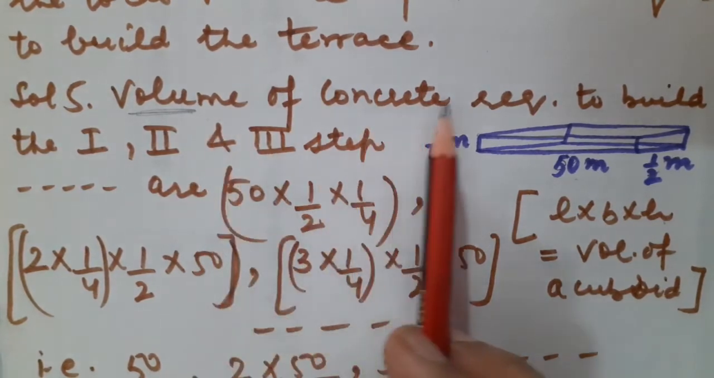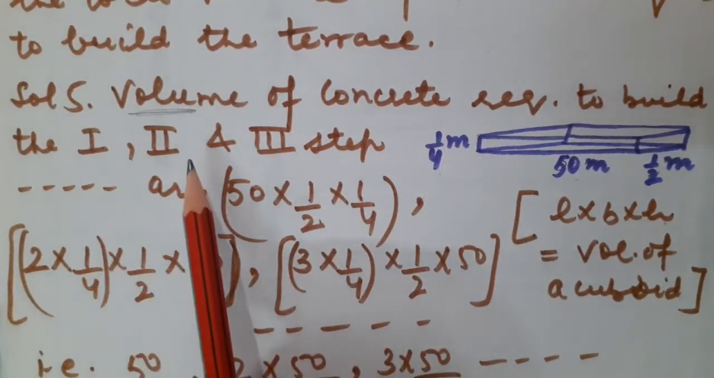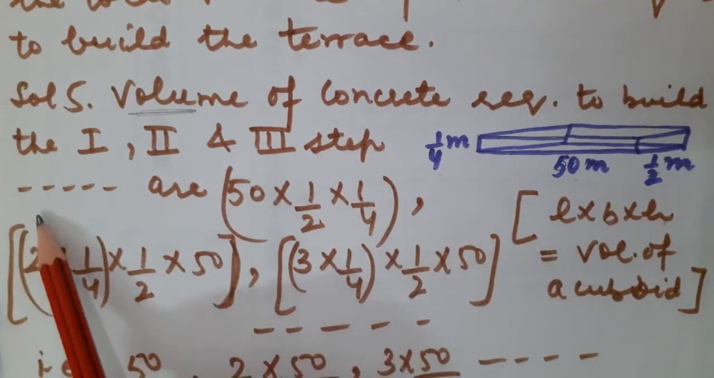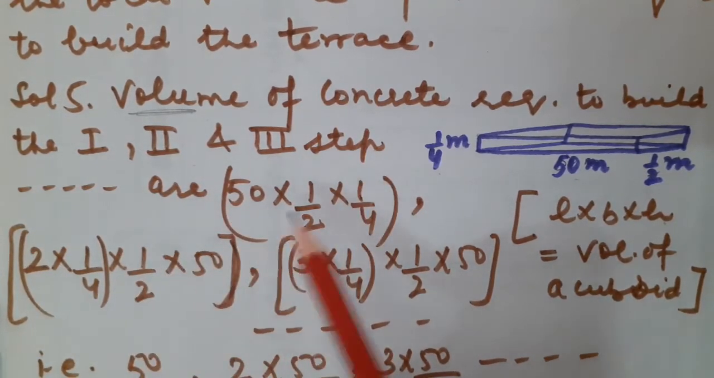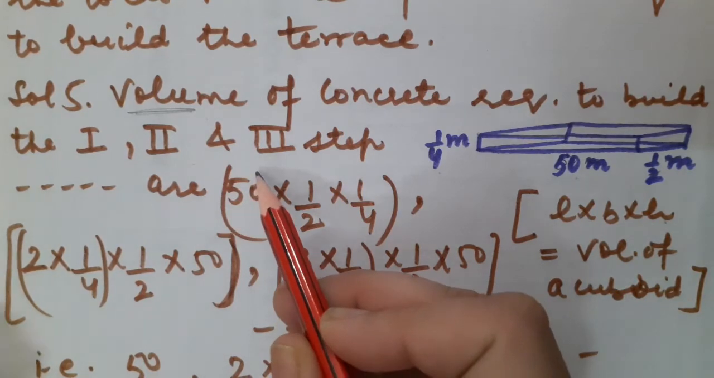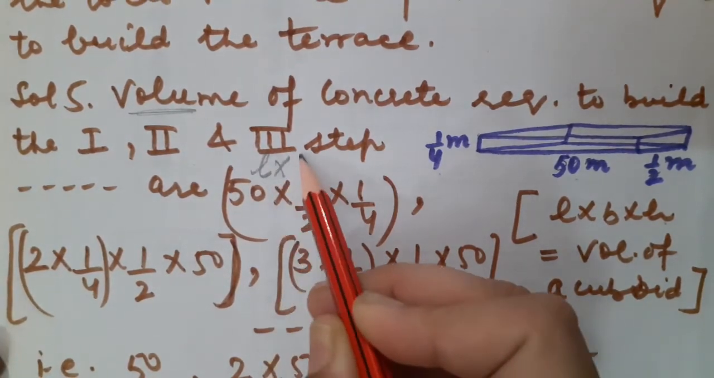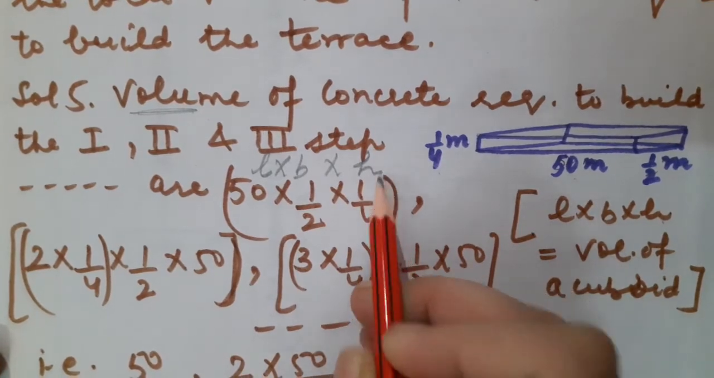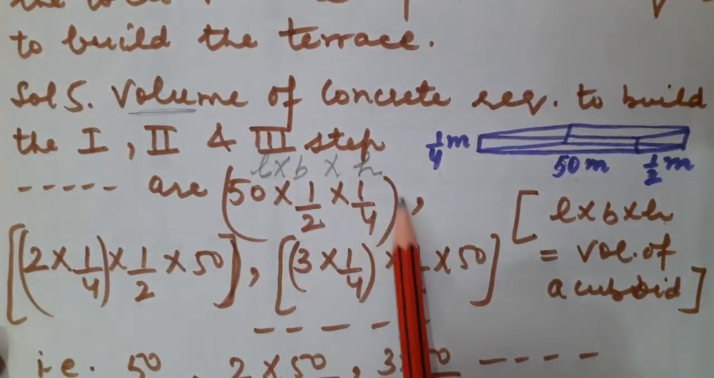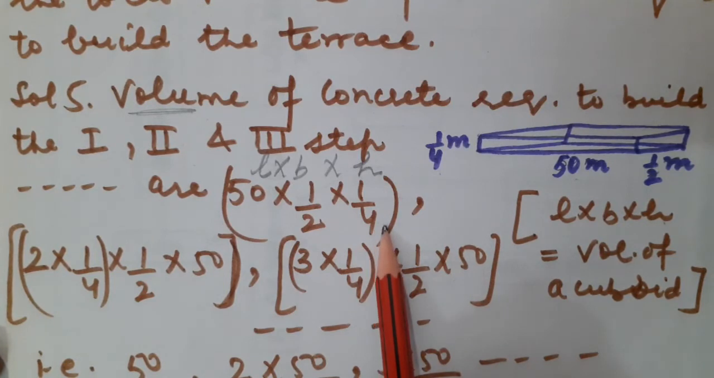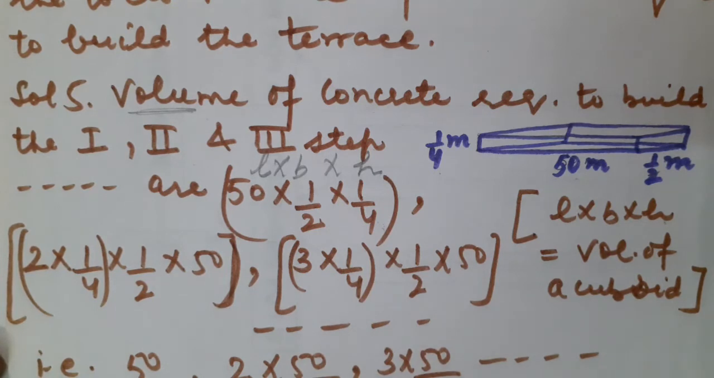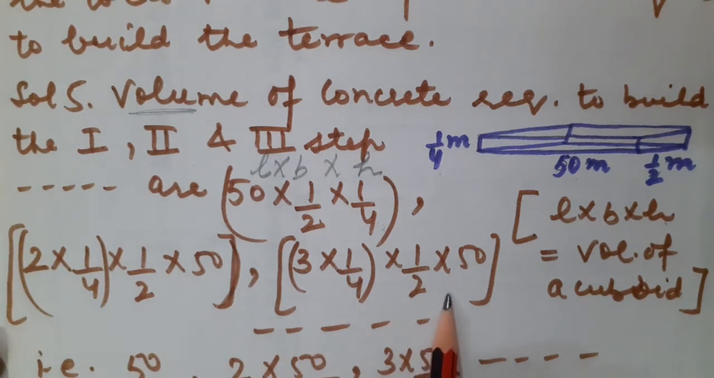So the volume of the concrete required to build the first step, second step and the third step, and of course so on, I have to calculate by applying the formula, that is length into breadth into height. This is basically the volume of the very first step, or I should say the bottom step. But as I am going to proceed further, the height will be double for step 2, thrice for step 3, 4 times for step 4. So that's why the AP will be formed.